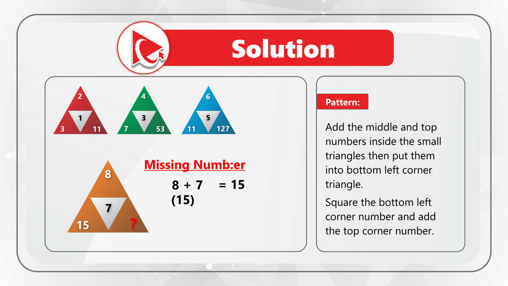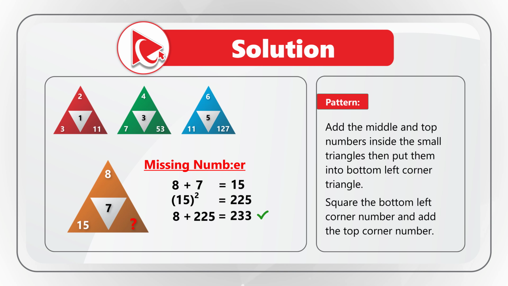15 squared equals 225. And then based on this information, to find the missing number, we need to add 8, which is the number in the top of the triangle, plus 225, which is the calculated number. So the final number will be 233.